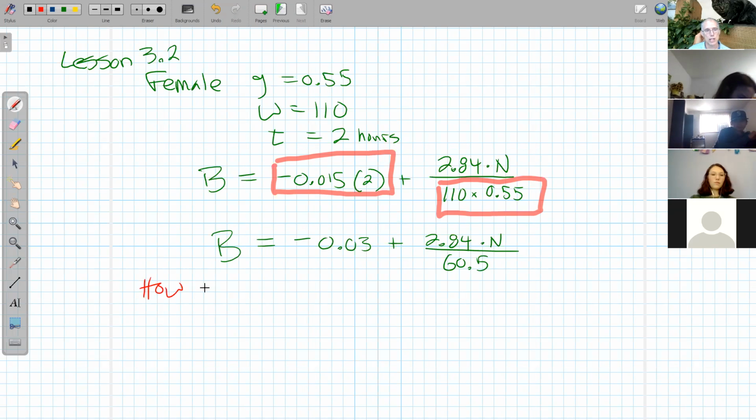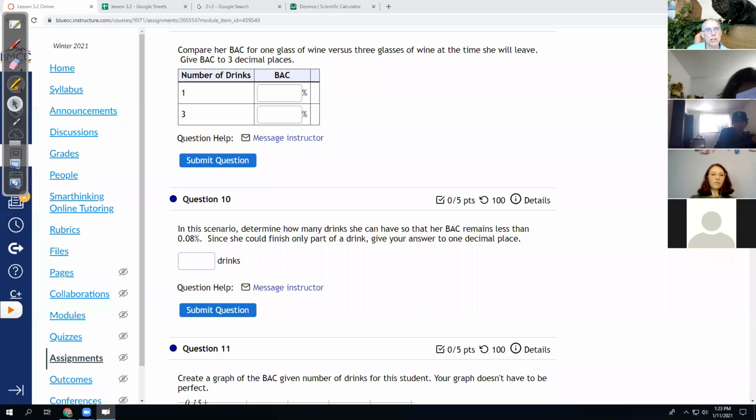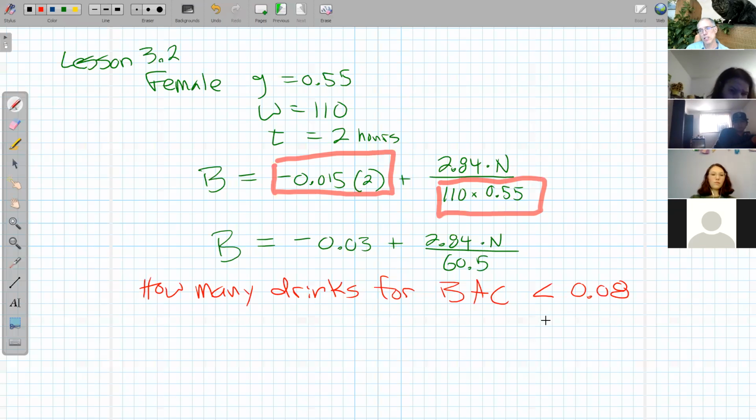So the question: how many drinks for a BAC of less than 0.08? Double check that I read that right. How many drinks can she have so her BAC remains less than 0.08? Okay, so for ease of calculation here, I'm just going to set it equal to 0.08 and then go back and think about it. So kind of like we did on the previous page, I'm just going to put 0.08 in place of the B on that side, and then rewrite the rest of the equation.